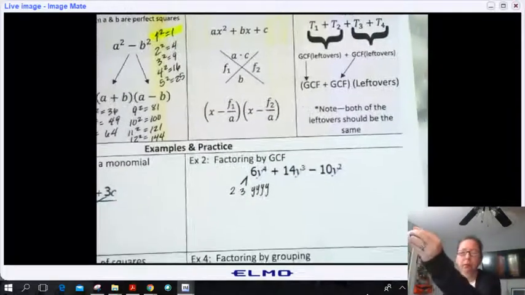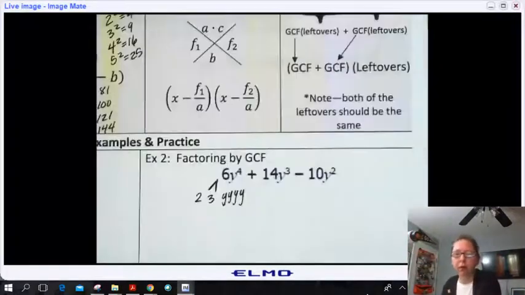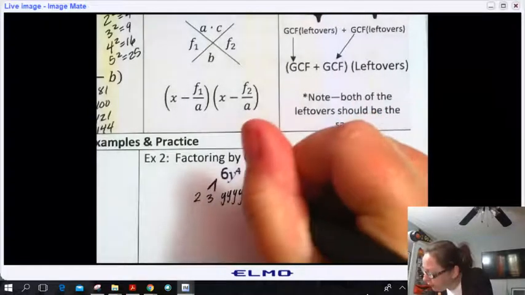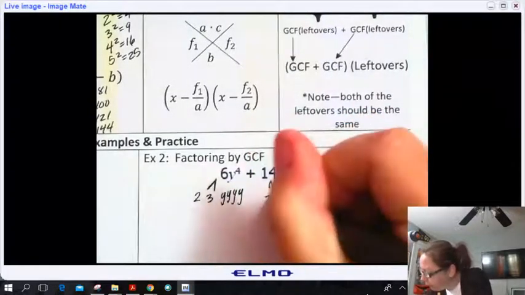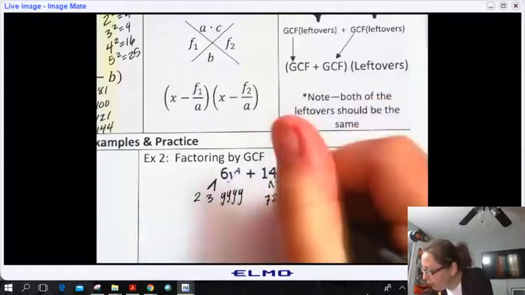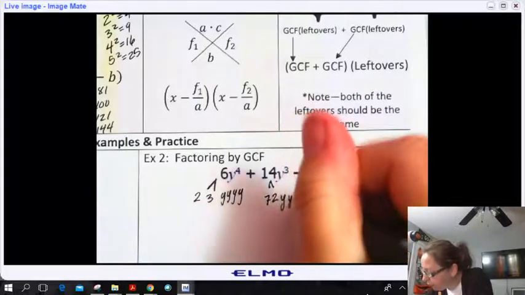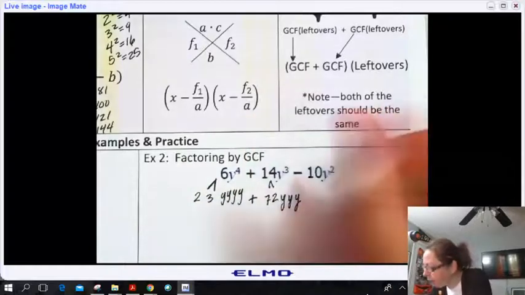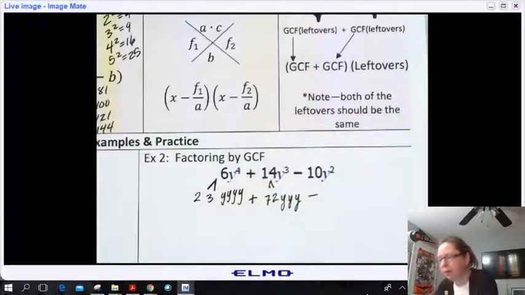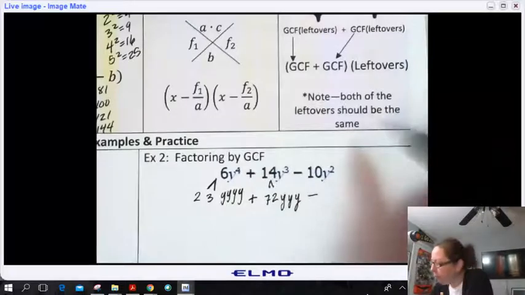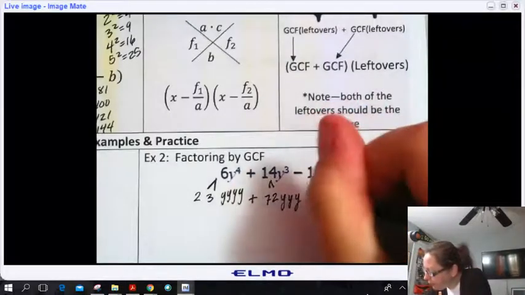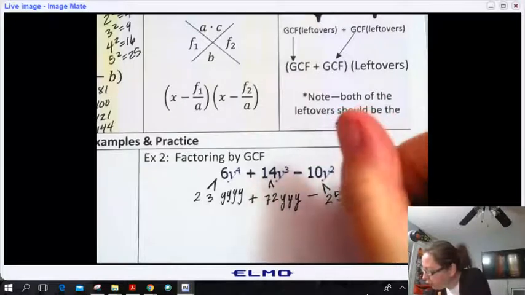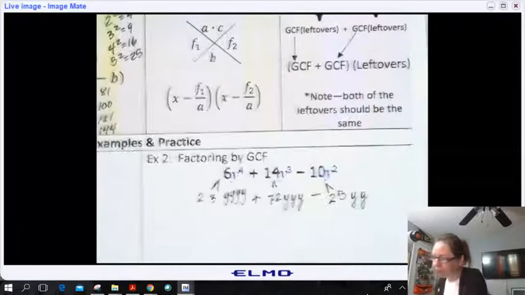Let me zoom in a little. Now I'm going to break down 14. That is 7 times 2. And there are 3 y's with this term. I'm going to keep the plus sign in the middle. I'm going to keep this minus sign in the middle. Now I'm going to break down 10, and that's the same as 2 times 5. And then there are 2 y's.